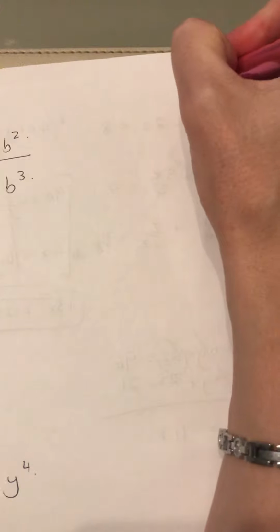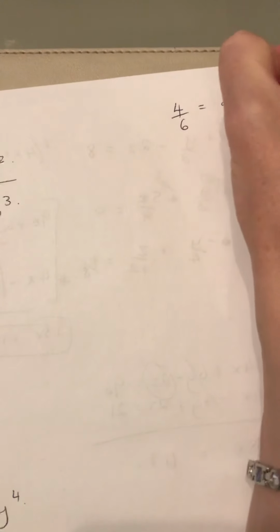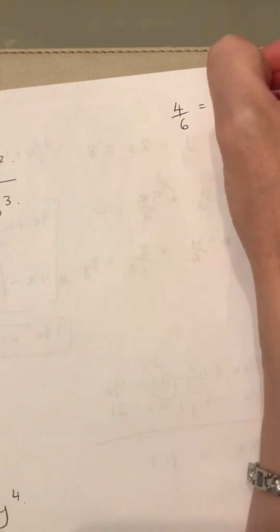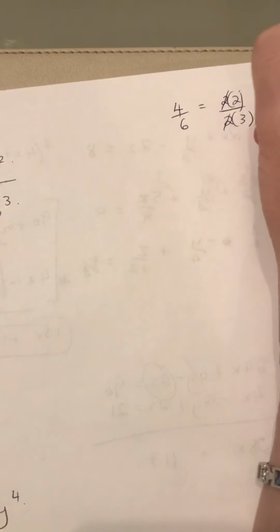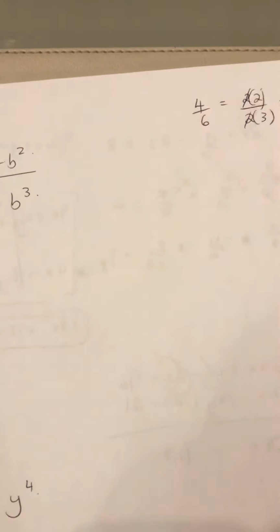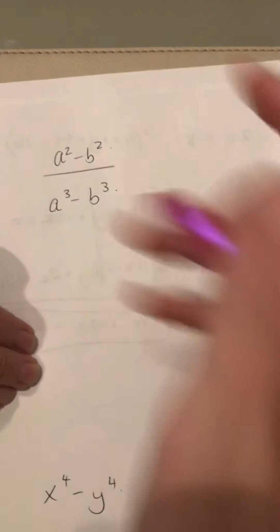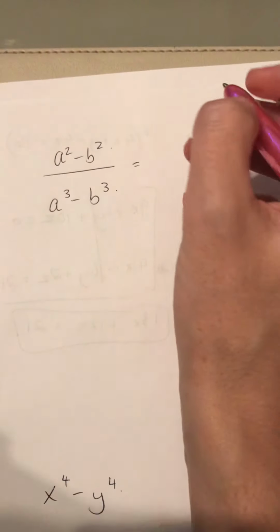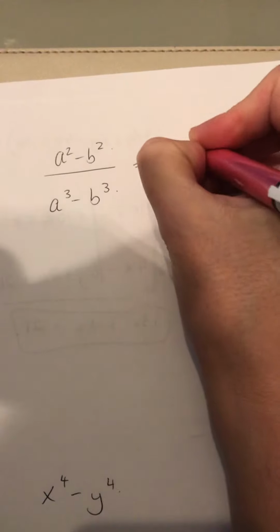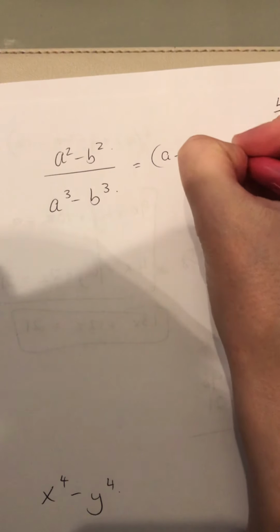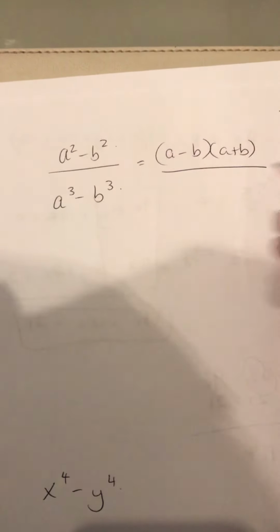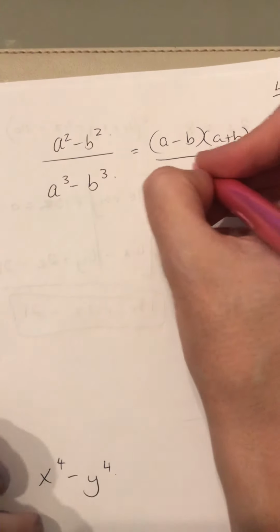You know, if I had fractions, I had 4/6. I would factorize the top, factorize the bottom, and then simplify. So that's what I'm going to do here. I'm going to factorize the top. What of my 6 methods is it? It's the difference of 2 squares. And I'm going to factorize the bottom. What is it? It's the difference of 2 cubes.